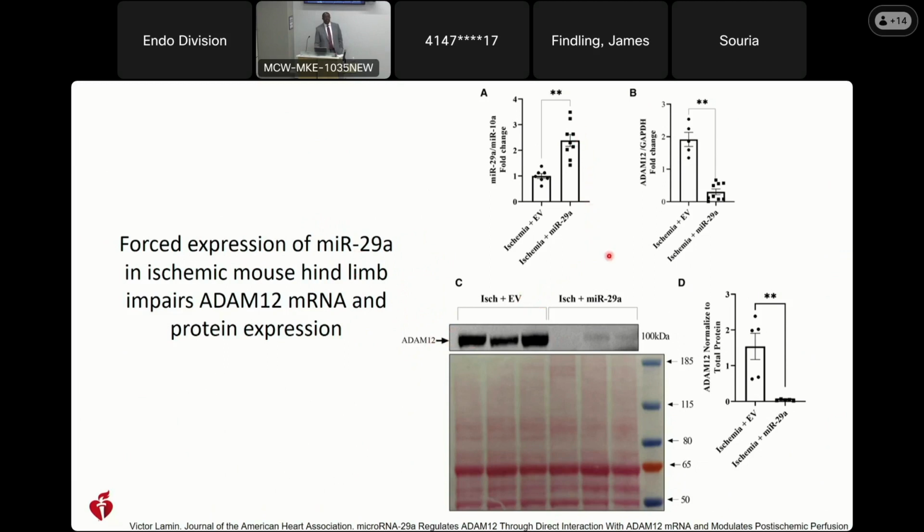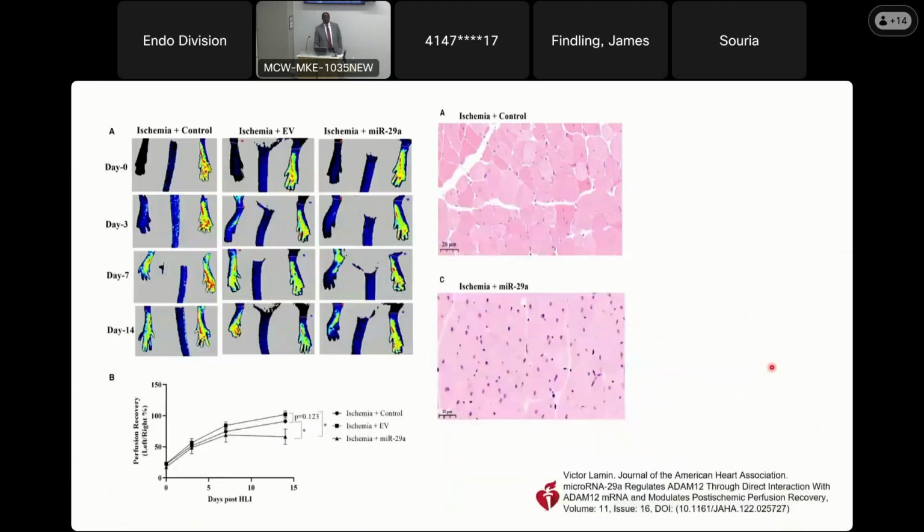So this is basically showing that we were able to achieve increased expression of miR29. When you look at ADAM12 expression, we're able to knock that down with that. That's the mRNA and that's the protein. Under these conditions, with overexpression of miR29 in the ischemic tissue, you see impaired perfusion recovery, as shown here, and you see increased skeletal muscle myopathy in the ischemic muscle of the mouse.